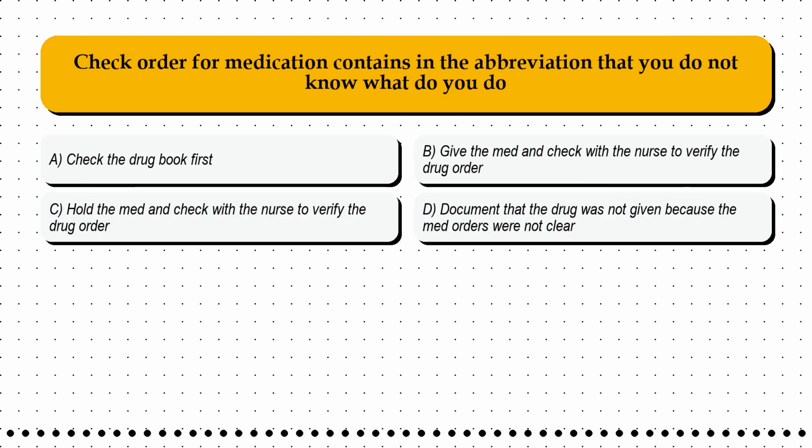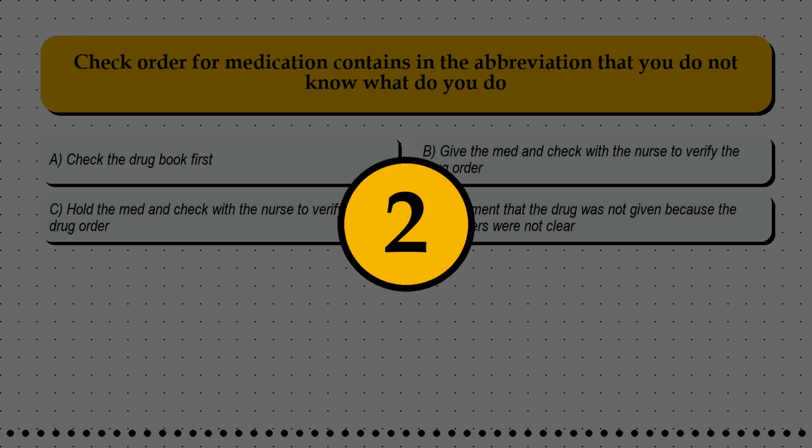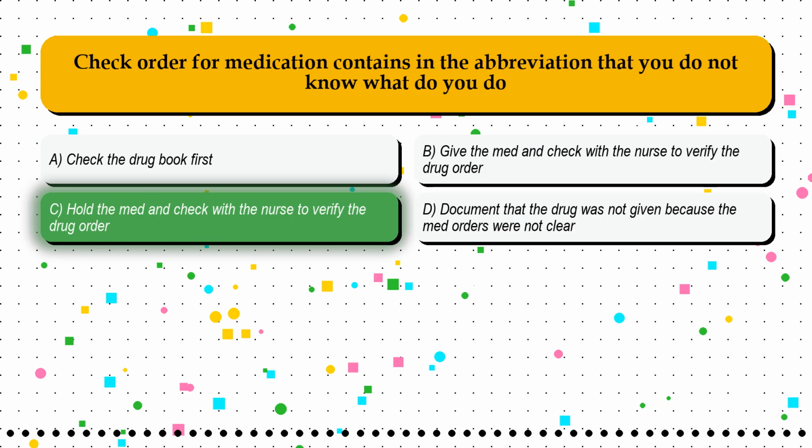Question 229. You check an order for a medication that contains an abbreviation that you do not know. What do you do? Option A, check the drug book first. Option B, give the med and check with the nurse to verify the drug order. Option C, hold the med and check with the nurse to verify the drug order. Option D, document that the drug was not given because the med orders were not clear. The correct answer is option C, hold the med and check with the nurse to verify the drug order.